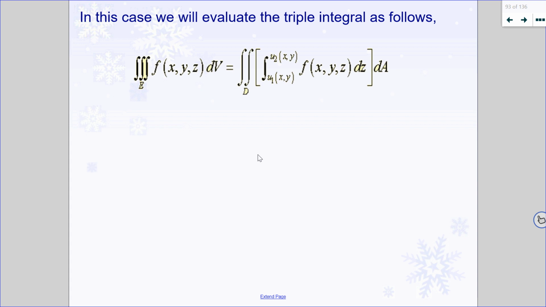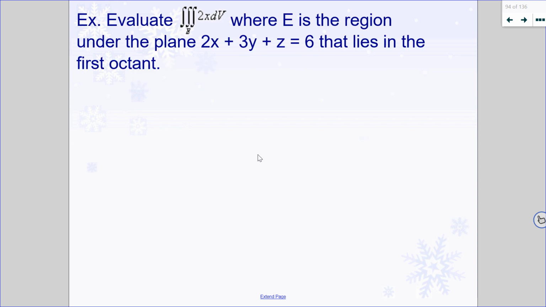So that's what the triple integral looks like, integrating with respect to z first. And then we have dA, which is the region in the xy plane. So here's an example. We're going to evaluate the triple integral, where the integrand is 2x dV, where E is the region under the plane 2x plus 3y plus z equals 6 that lies in the first octant.